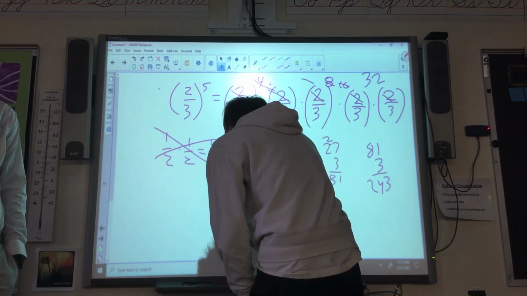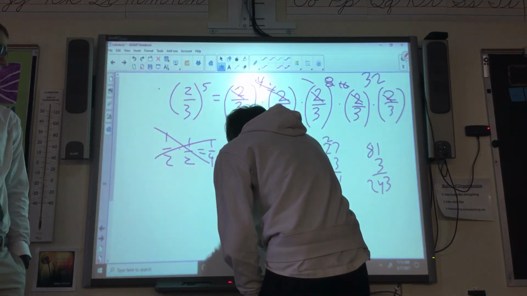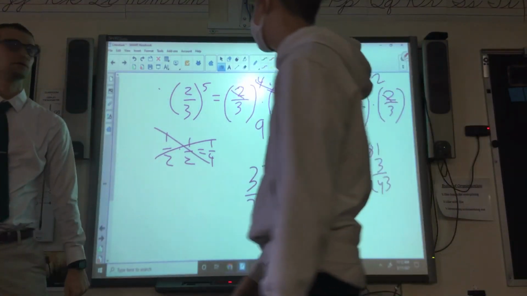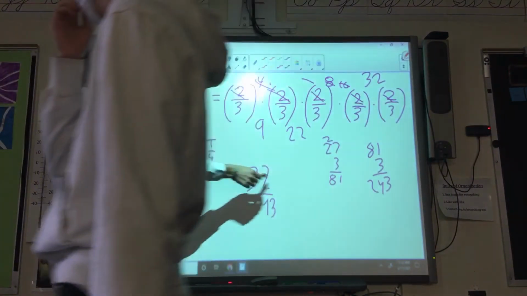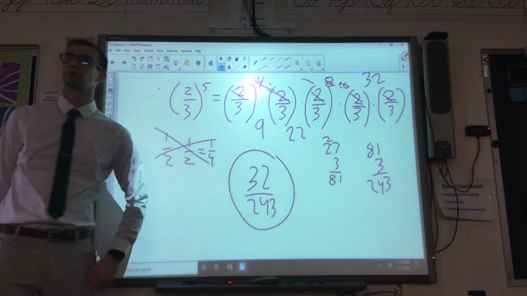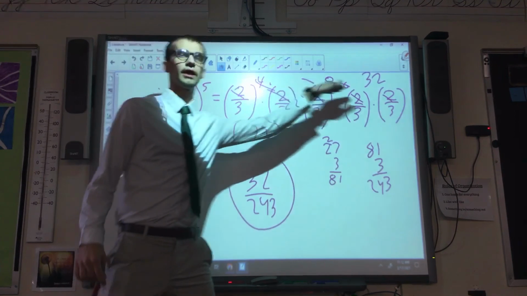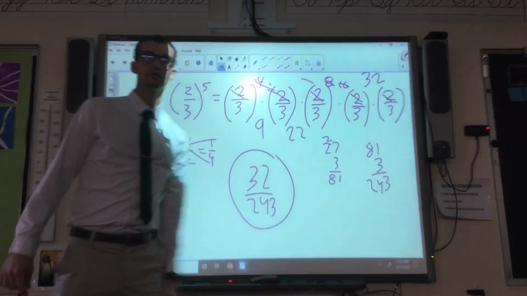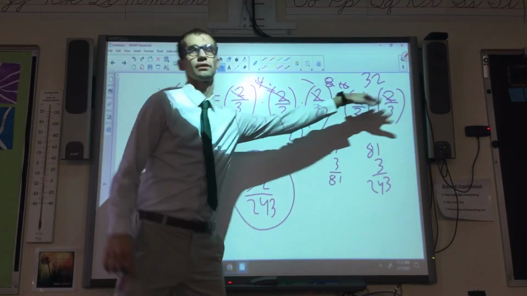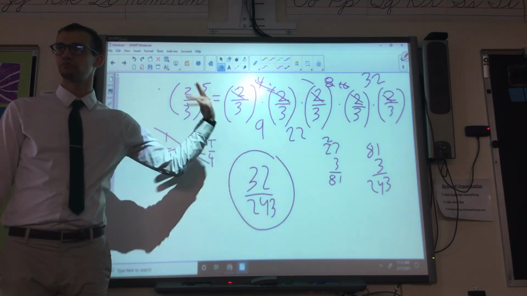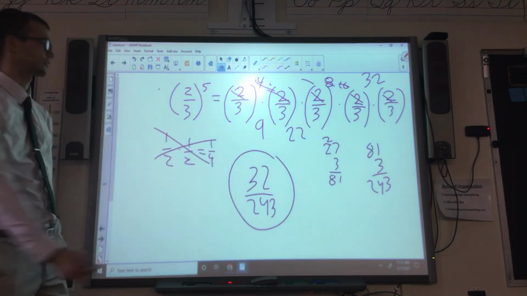You have to write the opposite sign. You do have to circle it, but you don't have to put parentheses around it. All it is, is multiplying 2 times 2 times 2 times 2 times 2, and multiplying 3 times 3 times 3 times 3 times 3. Pretty simple, right? You just have to do basic multiplication, which you guys know how to do.